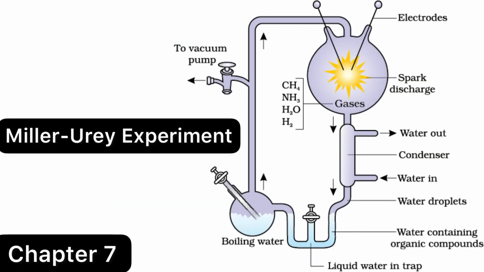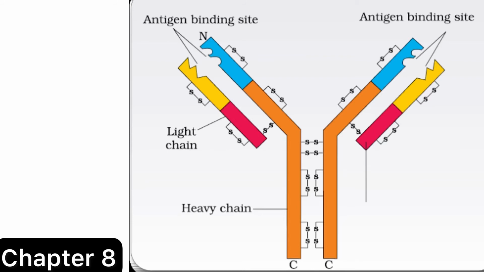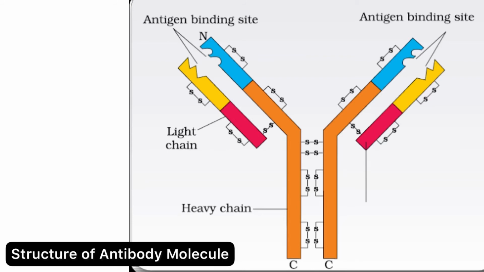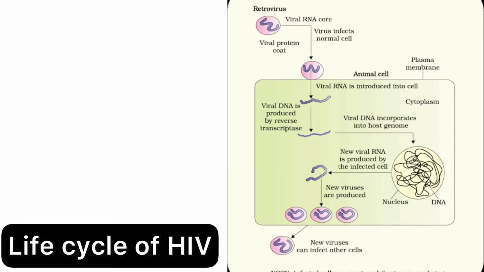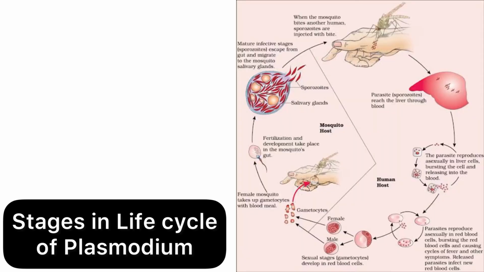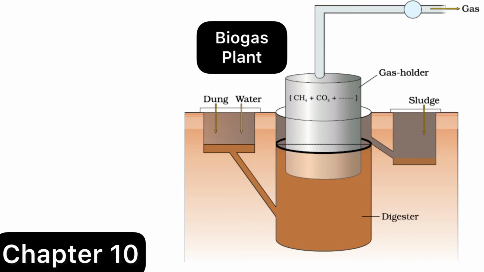Chapter number 7, only one important diagram, Miller-Urey experiment. Chapter number 8, Human Health and Diseases. This is the structure of antibody molecule. This is life cycle of HIV. Stages in life cycle of Plasmodium. Chapter 10, Microbes and Human Welfare. Only one important diagram, biogas plant.